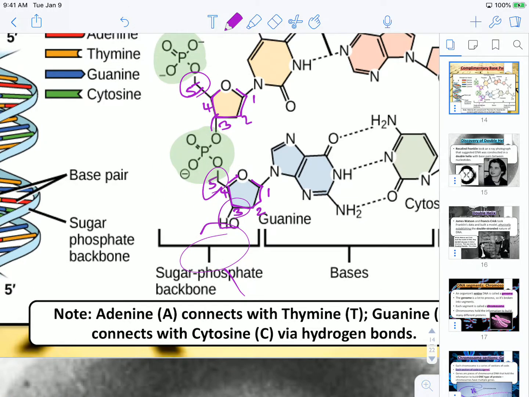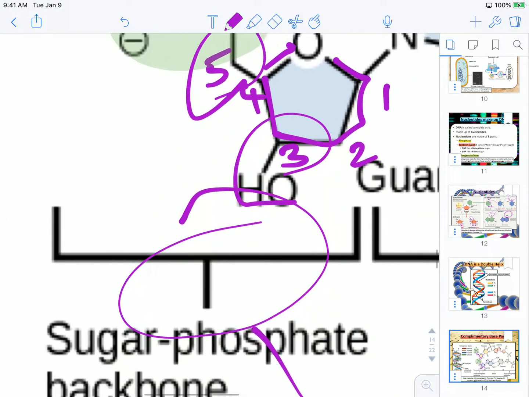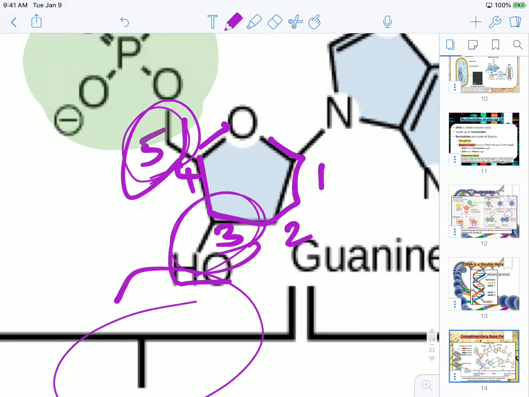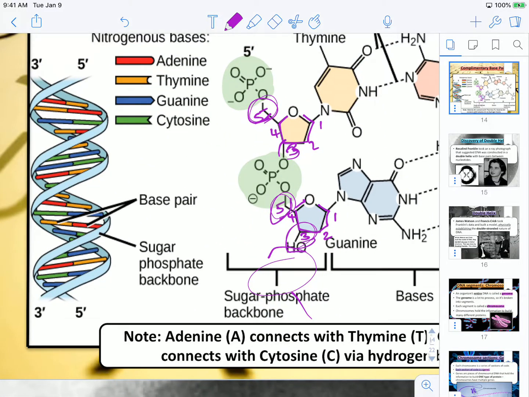Now, the other thing is, which carbon is on top of this sugar? I'm looking at it right side up, so who's on top, the 3rd or the 5th? The 5th is on top of the 3rd, and it's going to be like that on every sugar. 5 is on top of 3. And so we call this the 5 to 3 direction side of DNA, because the 5th carbon of every sugar is sitting on top of the 3rd carbon of the sugar. So the 3rd carbon of the sugar is always going to be on bottom. So we call this the 5 to 3 direction.